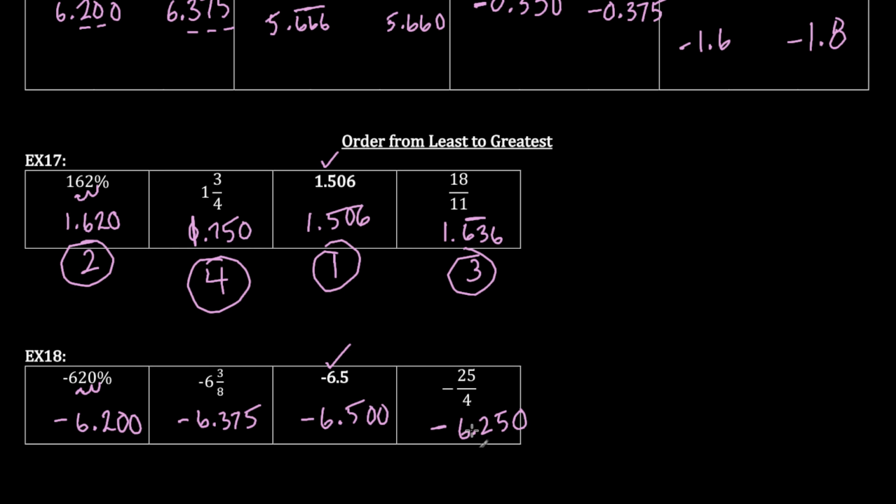Okay, so we have this and the biggest negative. So 200, 375, 500. So this is the biggest negative, so it's actually the least. Okay, this is the next largest negative, so to speak. Next largest negative, 250, and then 200. Awesome. Thank you.